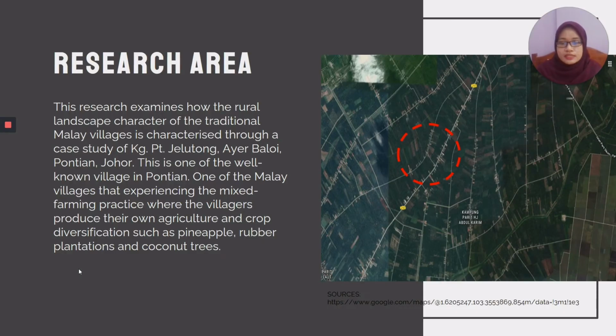This research examines how the rural landscape character of the traditional Malay village is characterized through a case study of Kampung Parit Jelutong, Ayer Baloi, Pontian, Johor. This is one of the well-known villages in Pontian. This is one of the Malay villages that experience the mixed farming practice where the villagers produce their own agriculture and crop diversification such as pineapple, rubber plantations, and coconut trees.